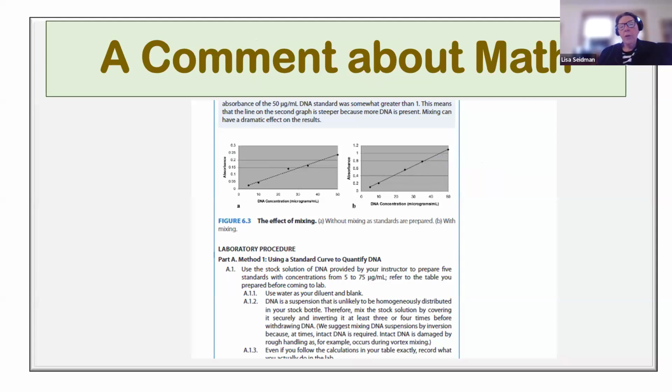So at this point, I want to throw in a comment about math. I couldn't think of a good place to put it, so I put it here. If I look at this manual and I just sort of leaf through it, which I did in preparation for this webinar, there's math on almost every page or most of the pages. It might be graphs like this. It might be making a calculation. It might be growth curves and trying to figure out what they mean about the cells. There's lots of math all over.